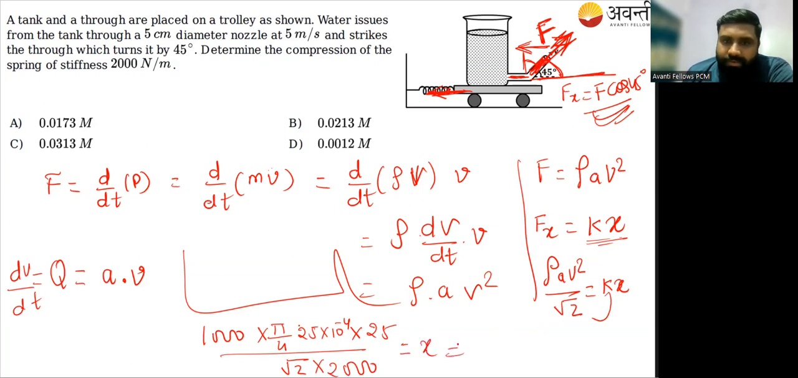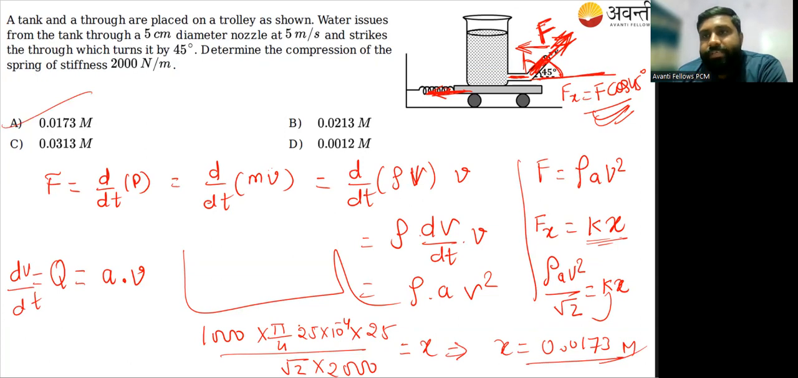So if we calculate the value of x, it will come out as 0.0173 meter. So that option is the correct one. Only need to remember that only the horizontal force will compress the spring. Okay.